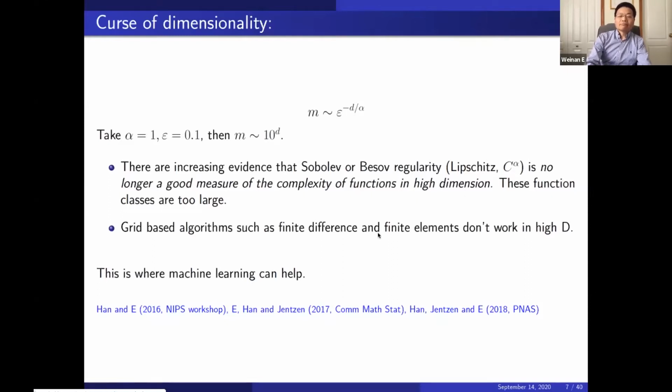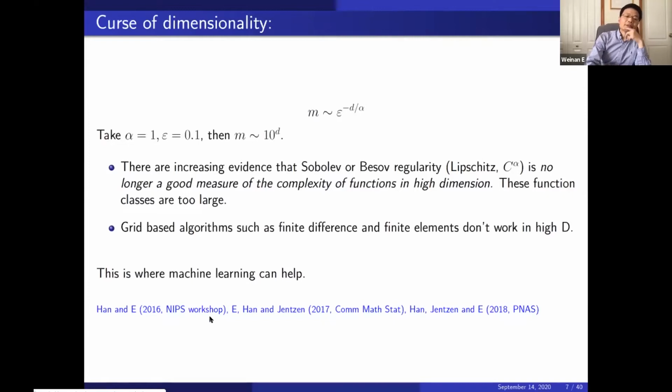And secondly, it's well known within the numerical analysis community that grid-based algorithms such as finite difference or finite elements don't work well in high dimension. So essentially, that's why we are stuck with 3 dimensions, and even 3 dimensions can sometimes be hard. So if you want to solve PDEs in 100,000, tens of thousands of dimensions, what can we do? This is where machine learning can help.